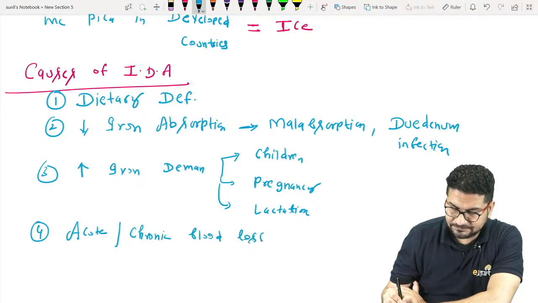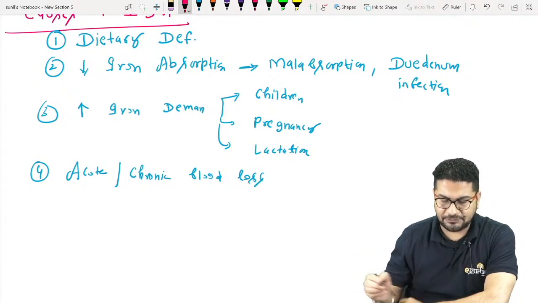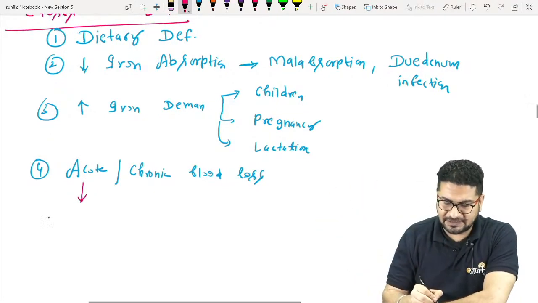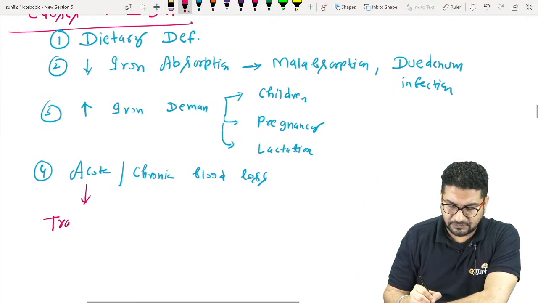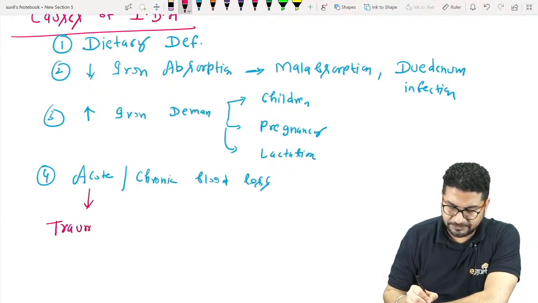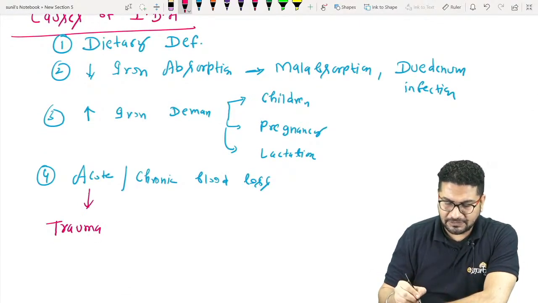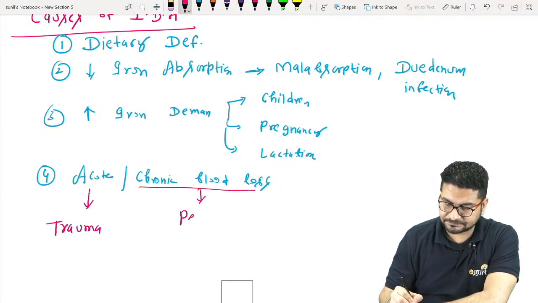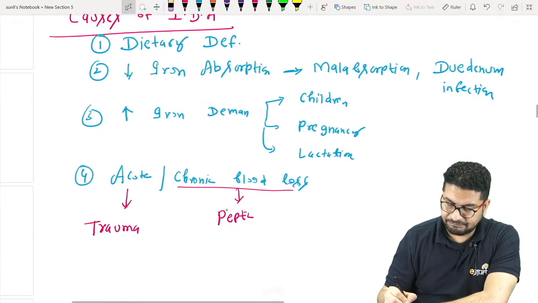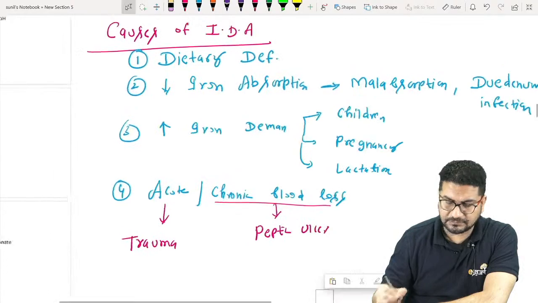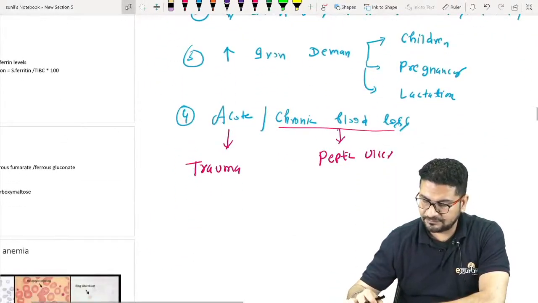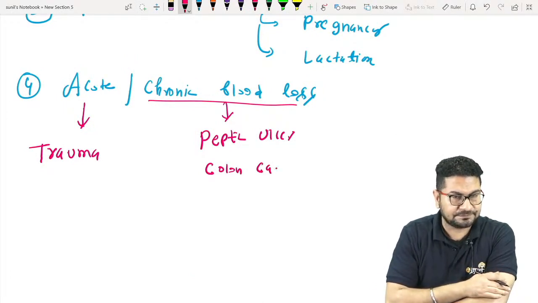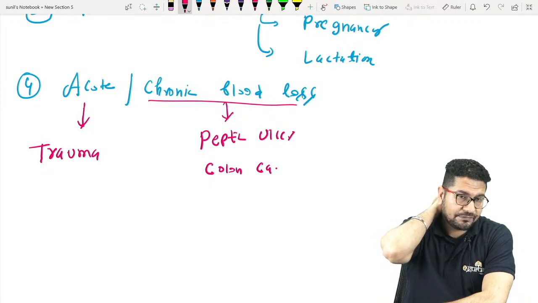So understand this. Acute blood loss means, suppose you are driving a car and you meet an accident, there is blood loss. That can be due to RTA or trauma, road traffic accident, trauma. उसमें क्या हो गया? Blood loss हो गया. Chronic blood loss you can see in many conditions, like peptic ulcers, colon cancer. Chronic blood loss can also occur due to infection of a hookworm.